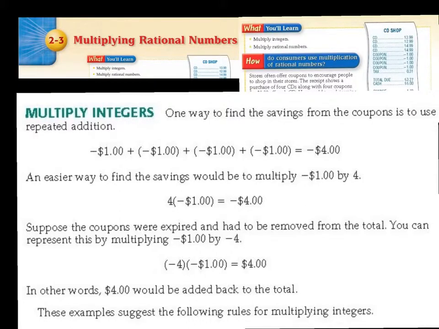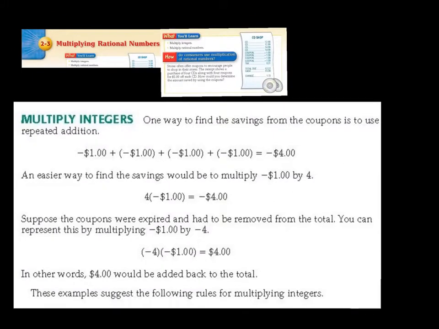Suppose the coupons were expired and had to be removed from the total. You can represent this by multiplying -1 by -4. So -4 times -1 is +4. In other words, $4 should be added back to the total. These examples suggest some rules for multiplying integers.